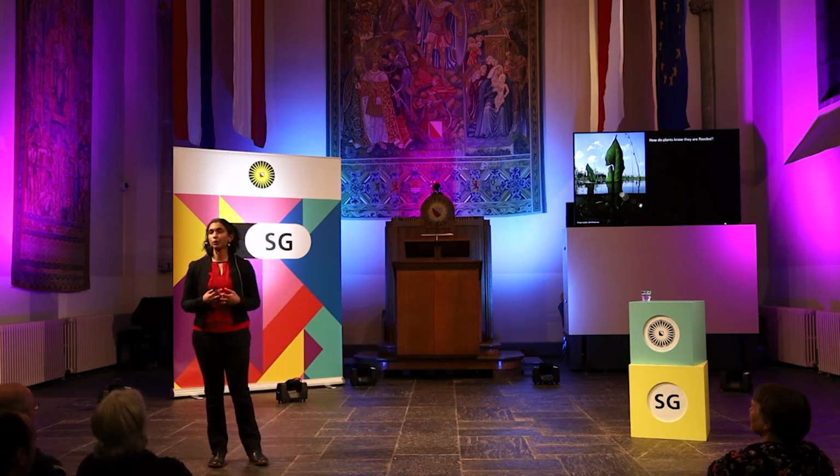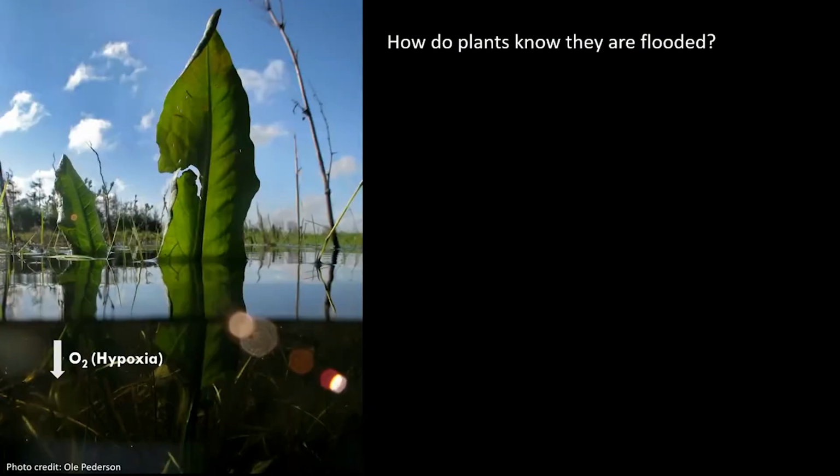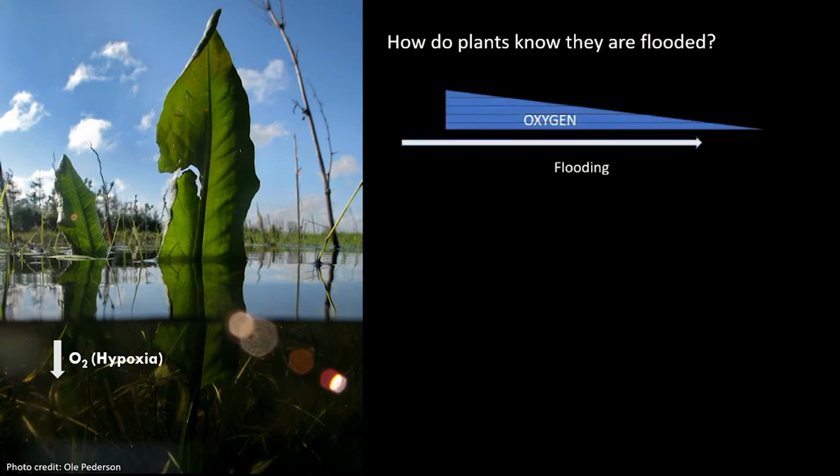So another question that we ask is, how does a plant know it is flooded and that it should do something about it? So here again we come to the gas diffusion model, and there are two signals that a plant uses. First is the drop in oxygen, or hypoxia. It's a stress for the plants, but it also is a very vital stress signal that tells the plant that it's flooded.